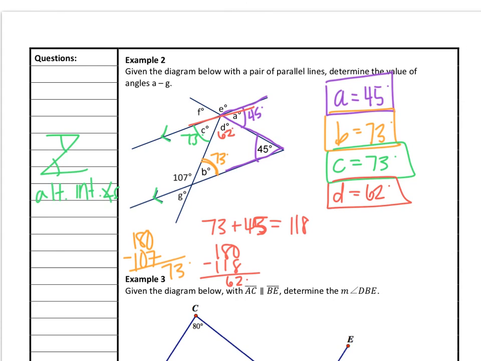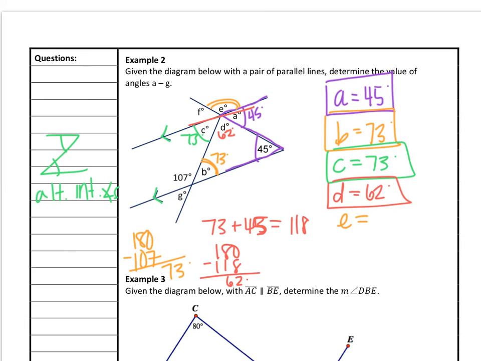Okay, next up, G. Oh no, not next up. I'm sorry, I skipped E and F. We've got E. Angle E is sitting up here. Take a look at the picture. Think about what you might be able to do: angles in a triangle, angles on a line, alternate exterior, alternate interior. What can we do to find angle E?